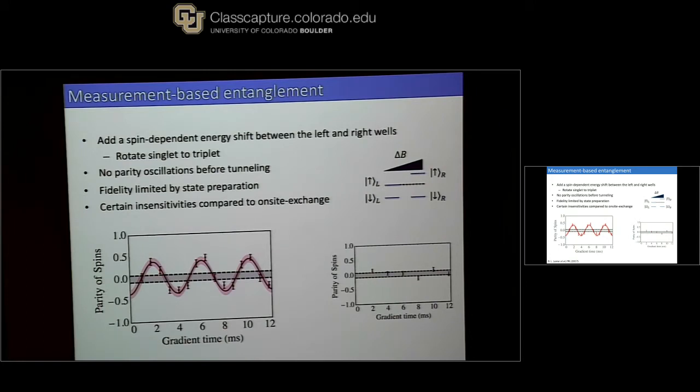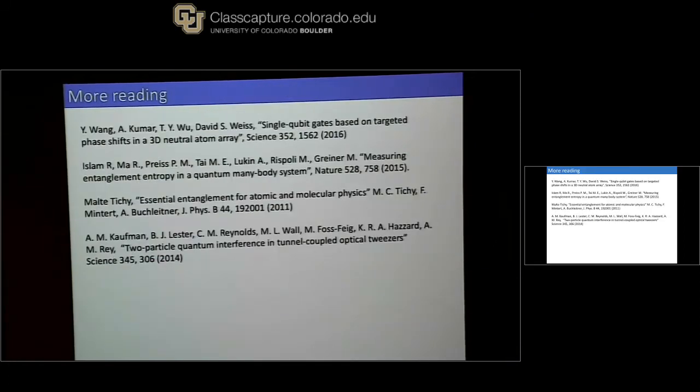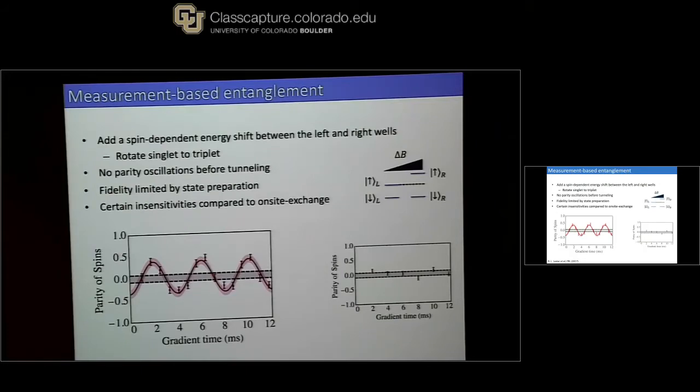Okay. The fidelity in all these experiments is basically limited by the state preparation. So it's limited by things like that we don't cool the atoms all the way to the ground state, and it's also limited in these experiments by how well we prepare the spin. Okay. And so it's quite finite at the moment, but we think there's room for improvement. Okay. All right. Any questions about that?